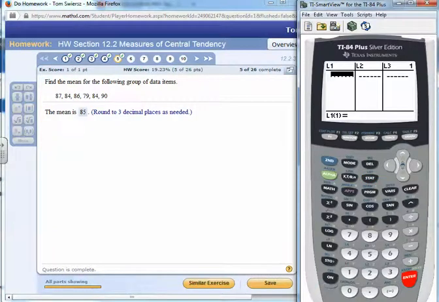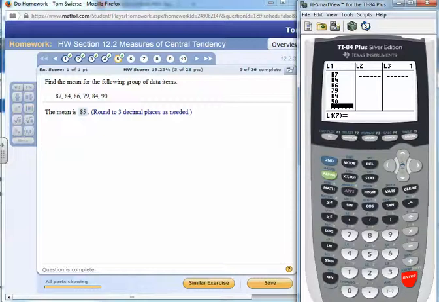Now go ahead and put the values in L1. 87, and you hit enter after each value. The second value is 84. The next value is 86. The next value is 79. The fifth value is 84. The sixth value is 90. And now they're in L1. There it says there's a seventh value, but there's not a seventh value, so we know we got them all in.